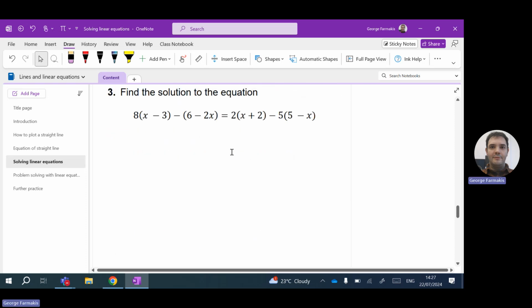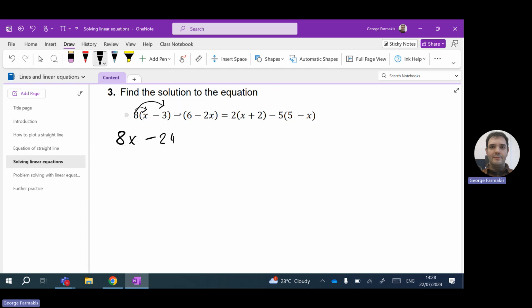This looks a little bit more complicated, but again, the approach is the same. Expand all brackets, collect the unknowns to the left-hand side, the constants to the right-hand side, and then find the solution. So let's start expanding the bracket. 8 times x, 8 times minus 3, so 8 times 3 is 24. We have a minus, we keep the minus. Here we have minus 1.